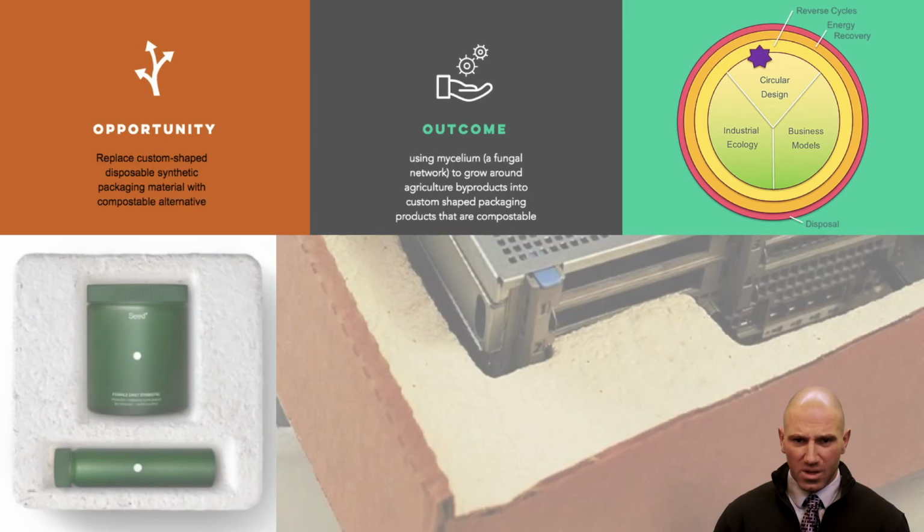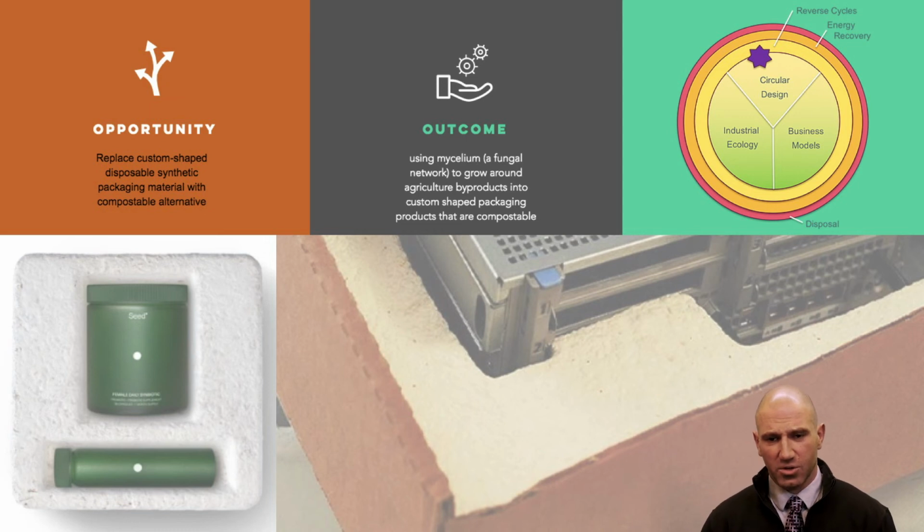The next one that we have is an interesting company out of the US, and they're actually growing their packaging material. So they grow packaging material with a fungal network and use of agricultural waste. And they grow these different shapes depending on their customers' needs. And so what happens is they've now got a compostable packaging material that can be designed into any shape and can be used for any product.